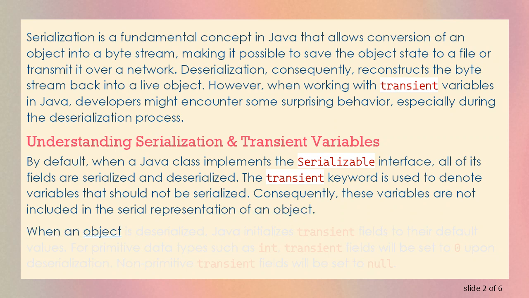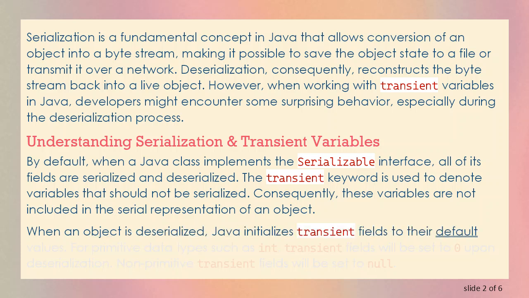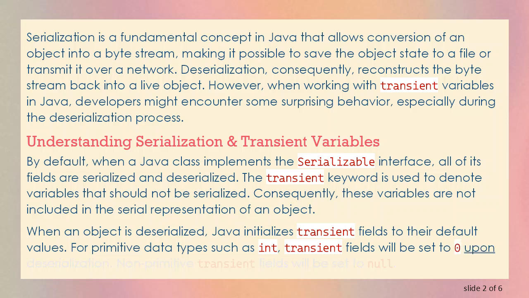When an object is deserialized, Java initializes transient fields to their default values. For primitive data types such as int, transient fields will be set to 0 upon deserialization. Non-primitive transient fields will be set to null.